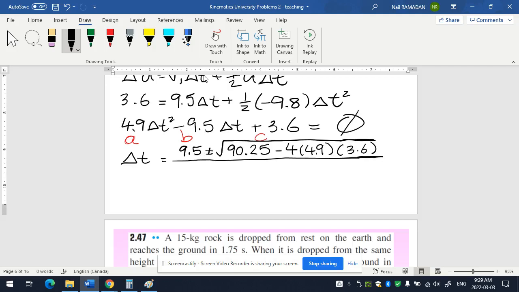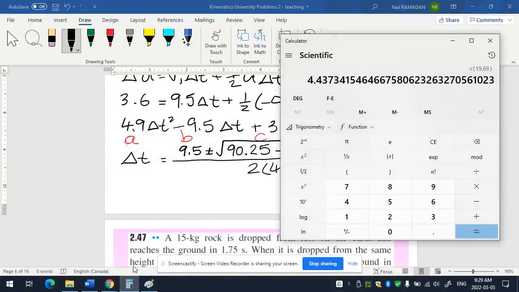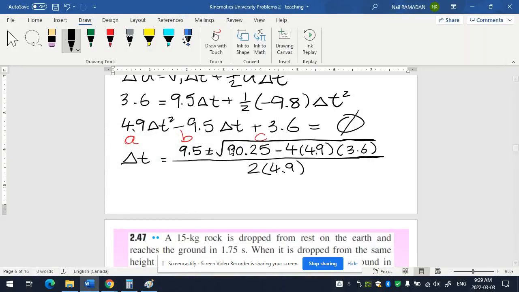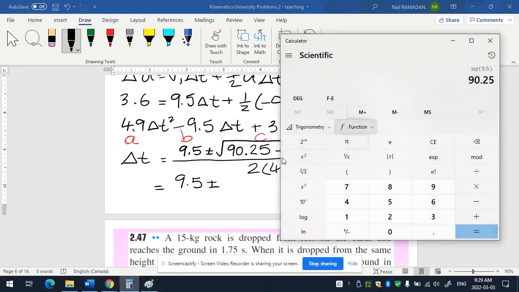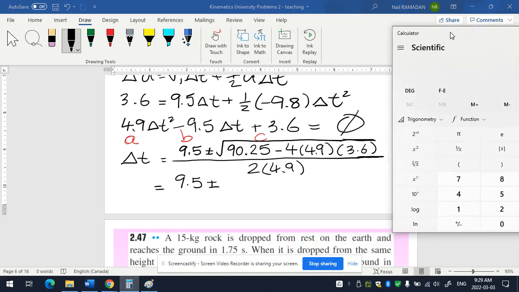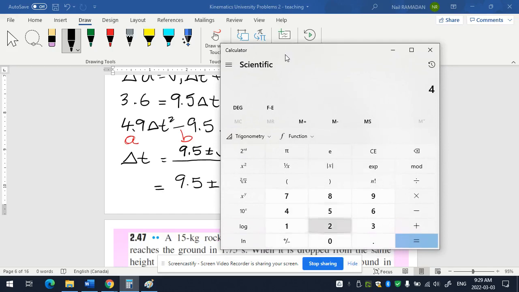All divided by 2 times a. Go ahead, Josh. Oh, I squared the 9.5. 9.5 squared. All right. I'm going to try to clean this up and square root it in the same step. It's just numerical stuff now. So let's do this. We have 4 times 4.9 times 3.6.